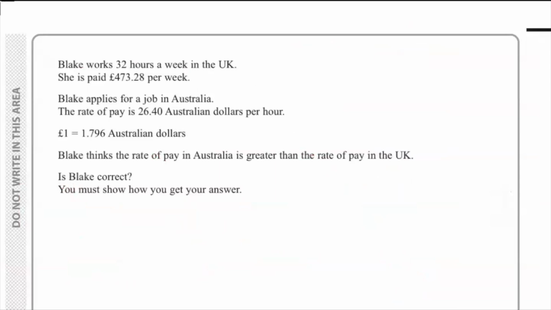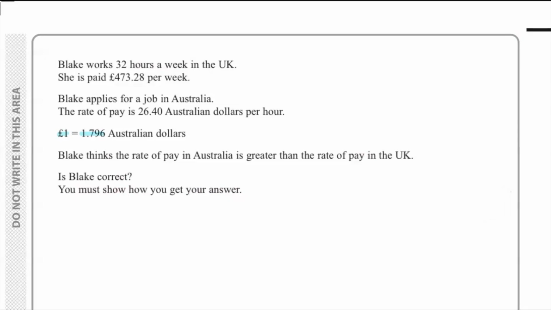Okay, our next question is a proportion question. You can see almost straight away without reading it that there's a fact right there. So Blake works 32 hours a week in the UK and is paid £473.28. She's applying for a job, and basically the story is asking us to see if Blake is correct in her thinking about Australia paying a greater rate.